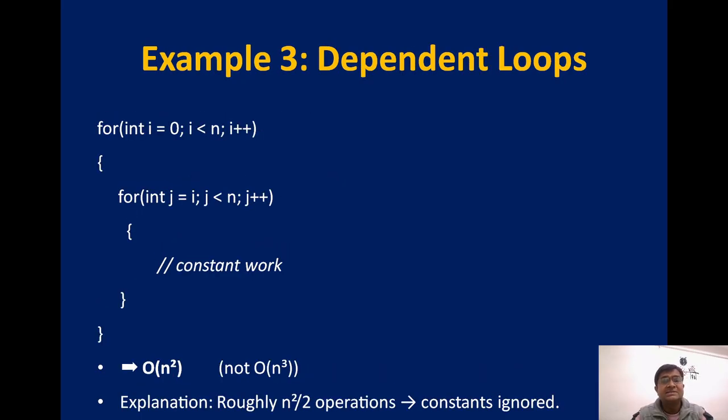The third example is dependent loops. You have a first for loop, then a second for loop that is dependent on the value of i, and this is also doing constant work. For these kinds of loops we have a time complexity of O of n square. Roughly it is n square divided by 2 operations, ignoring the constant as well. So the time complexity for such operations is O of n square.